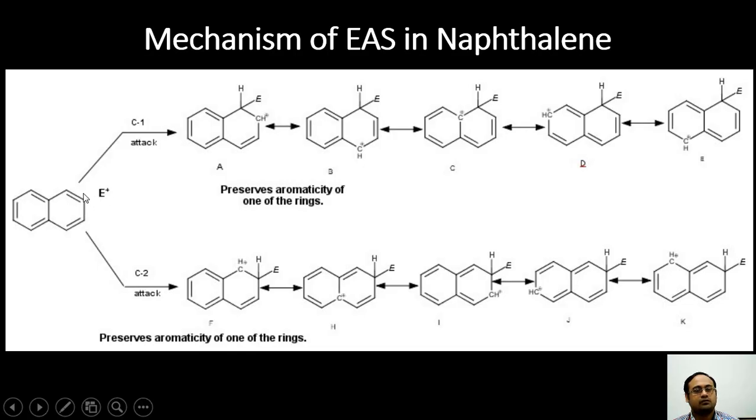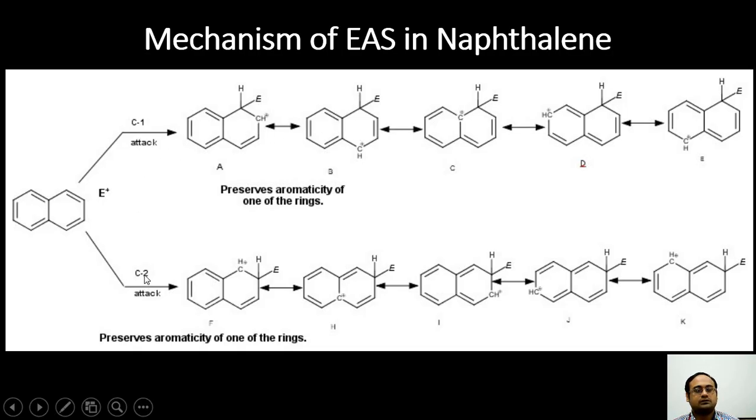So therefore when the electrophile attacks at C1, these five resonance structures are possible, out of which only A and B preserve aromaticity of one of the rings, whereas in C, D and E, the aromaticity of both the rings is lost. Therefore, these two resonance structures contribute significantly to the stability of the intermediate.